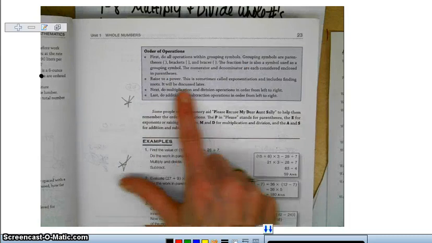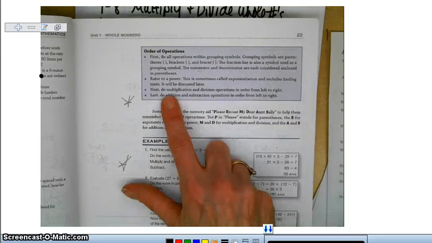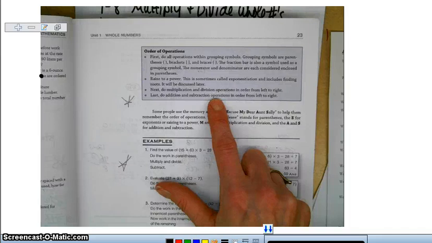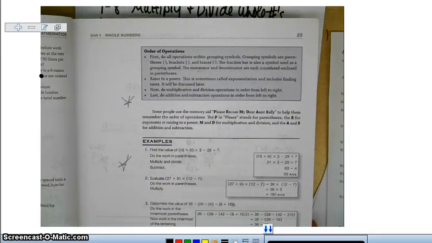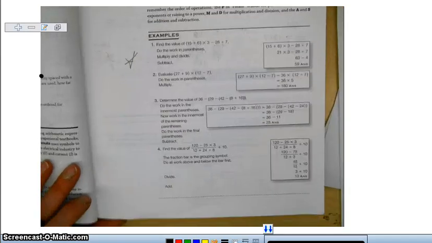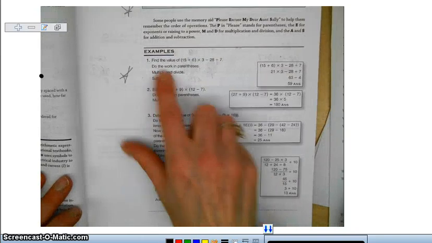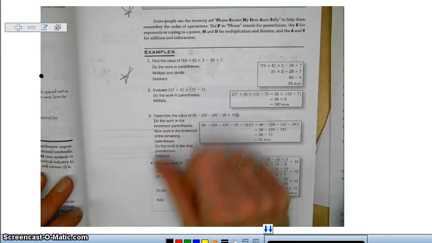Then you do any powers or exponentials or roots. Then you do multiplication and division in the same step from left to right, and last, addition and subtraction in the same step from left to right. So we'll just walk through a couple of these examples on this page here, and then go look at some word problems. So find the value of 15 plus 6 in parentheses times 3 minus 28 divided by 7.